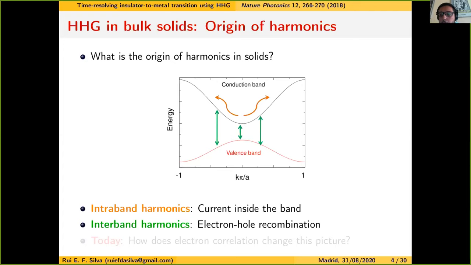Good. Okay, Fernando has a question. Yeah, thank you, Rui. I would like to ask, you have been working with a Hubbard model, but sometimes that exaggerates the repulsion between electrons. How do you expect these things to evolve gradually towards a more standard Coulomb interaction in the Hubbard model?